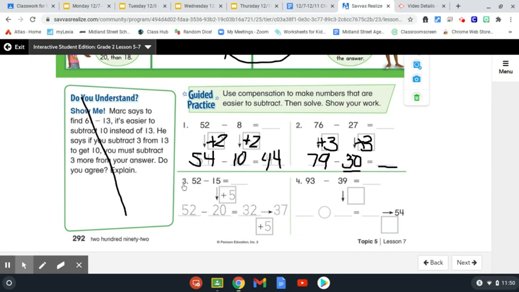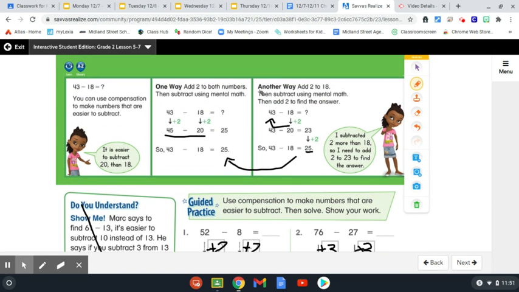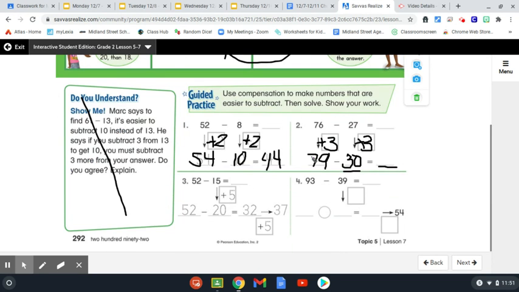All right, number 3, 52 take away 15. They're using another way example. You can choose whatever is easiest for you at home. 52 take away 15 equals. To round 15 up into a group of 10, 5, 10, 15, 20. They added 5.